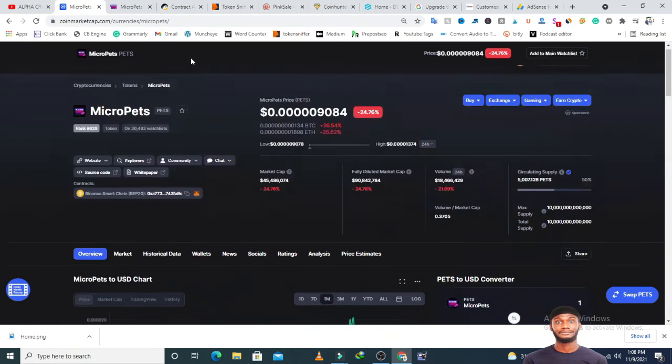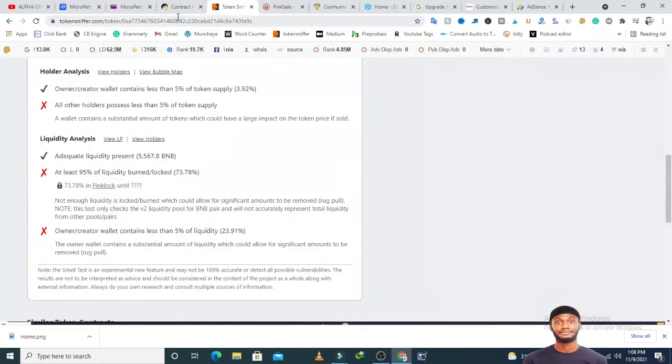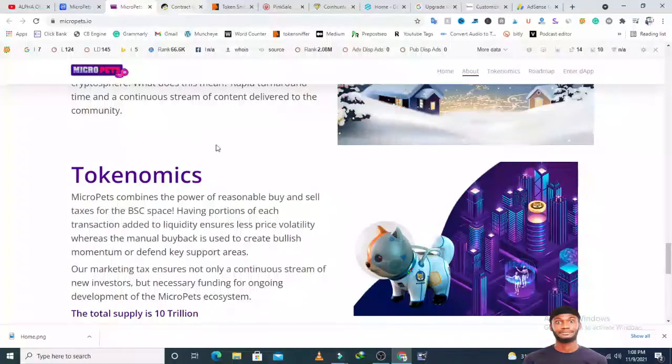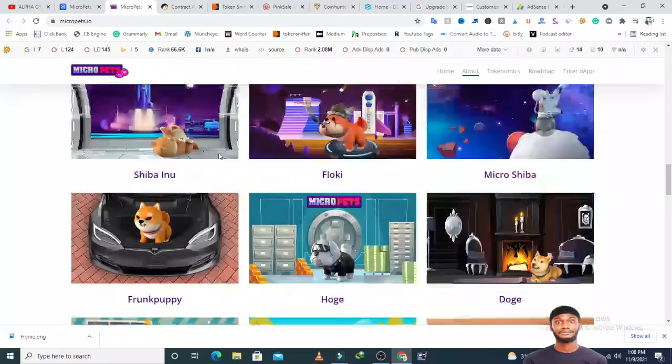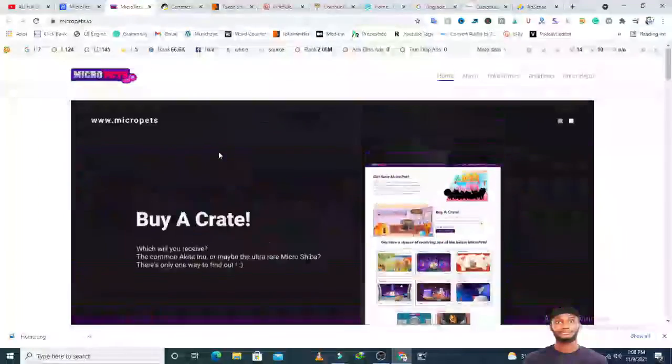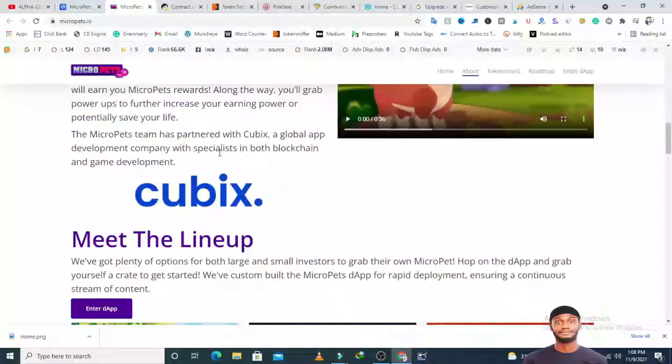I don't know what's in their tokenomics, their roadmap, the other stuff they want to do. I believe if the other stuff they want to do hasn't been done yet, you can actually make money from it. But one thing I advise you is to do your own research.